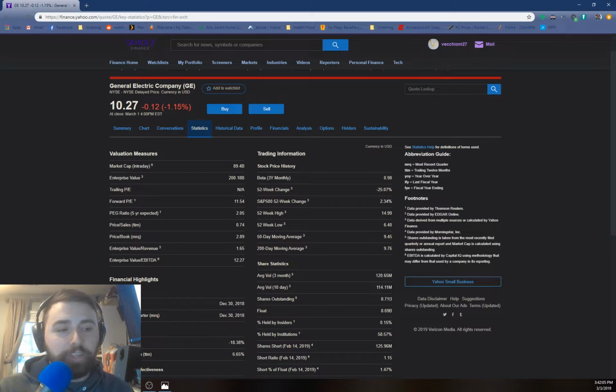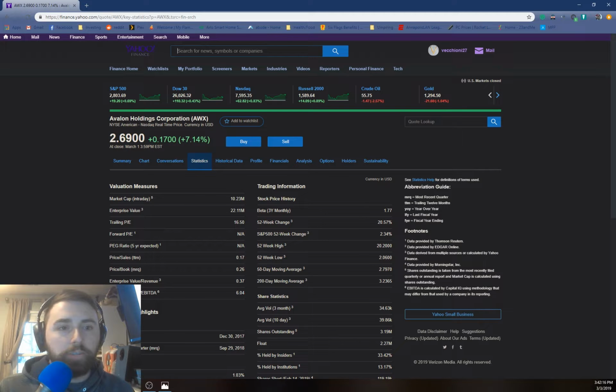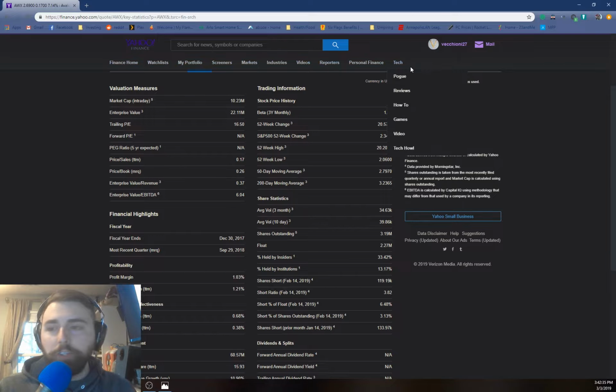That doesn't seem like a big difference, but that's a big difference. That's 200 million. So when you compare that to something like the infamous AWX, their outstanding shares are only 3.19 million, and their float is 2.27 million. So as you can see, that's a pretty big difference. And we'll look at their chart in a second.